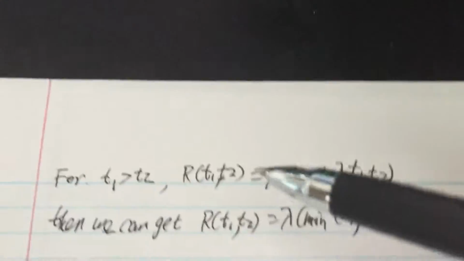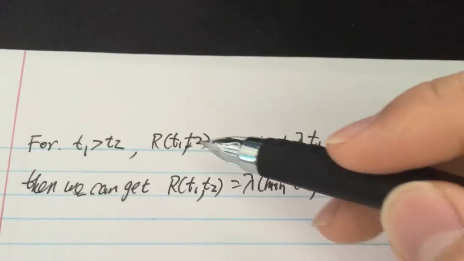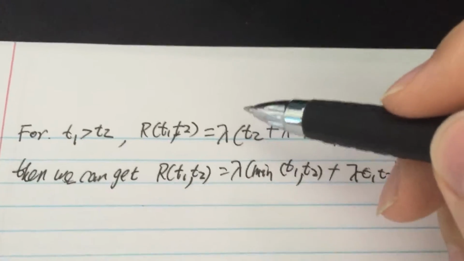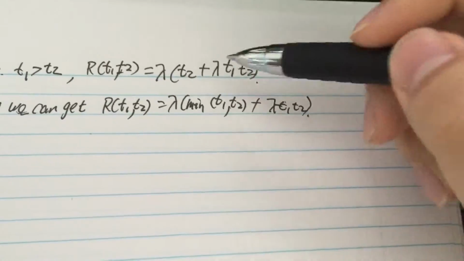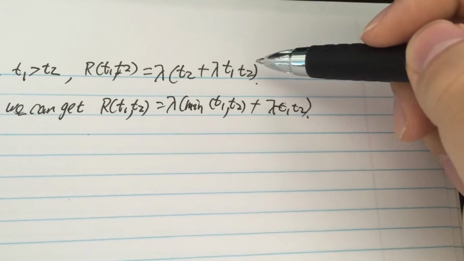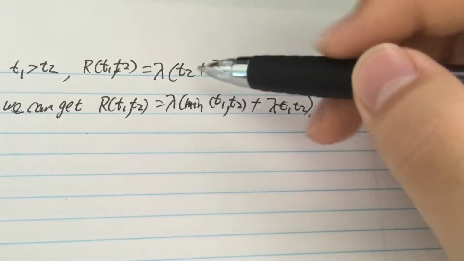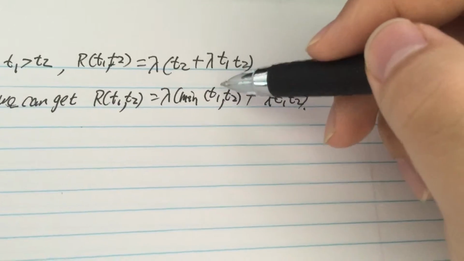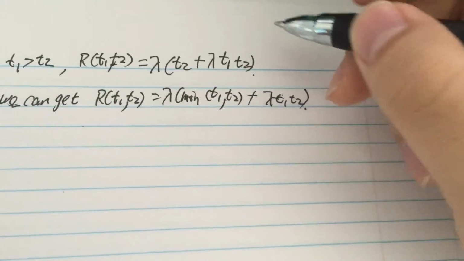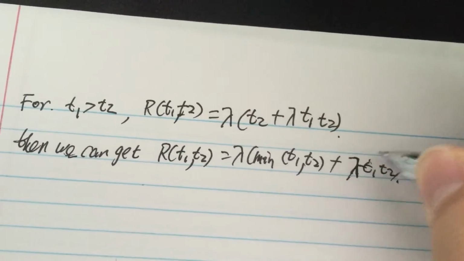And for t1 less than t2, we get R(t1, t2) equal to lambda t1 plus lambda squared t1 t2. Then we can get R(t1, t2) equal to lambda times the minimum of t1 and t2, plus lambda squared t1 t2.